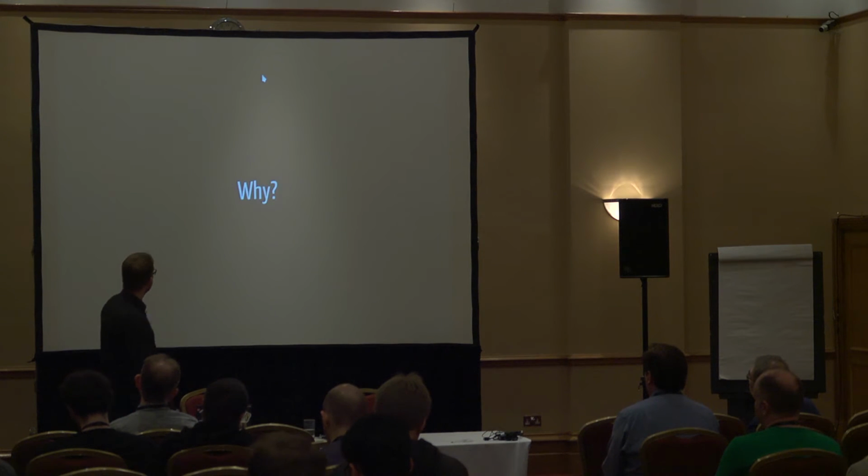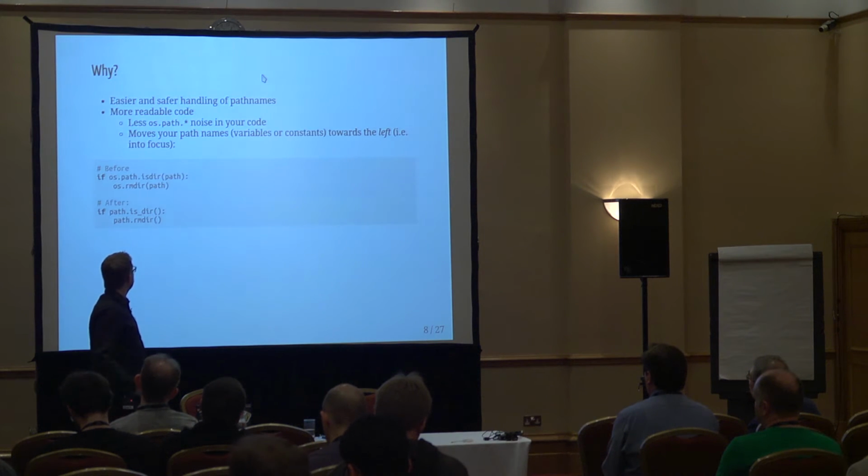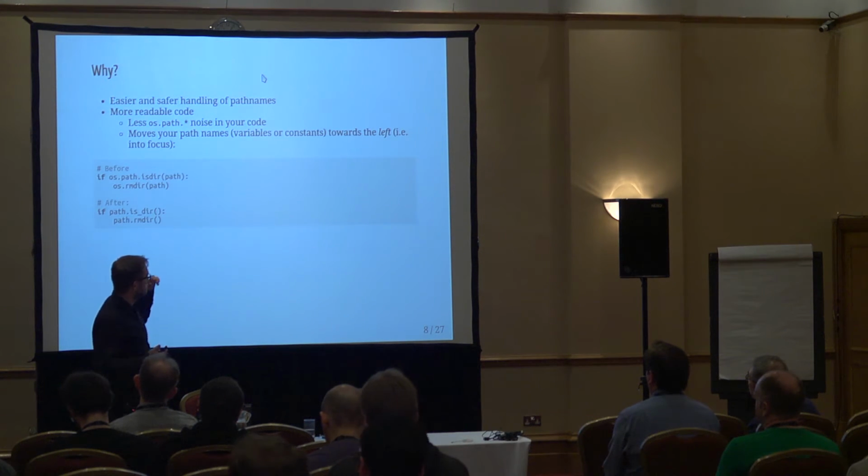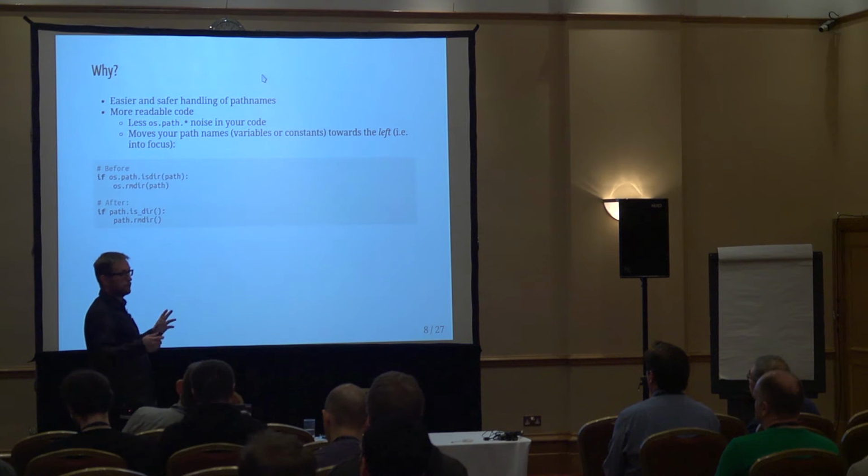So why would you want to use it? Basically, it gives you somewhat easier and somewhat safer handling of path names. In general, I would say that the best argument for using pathlib is that your code gets somewhat more readable. You get fewer of the os.path.something function calls in your code.